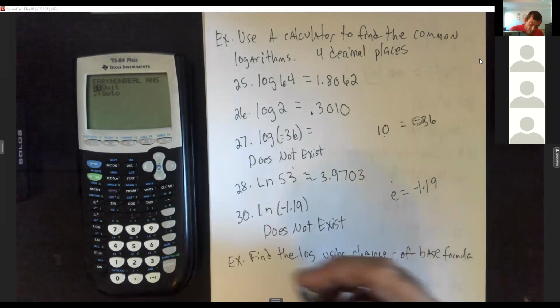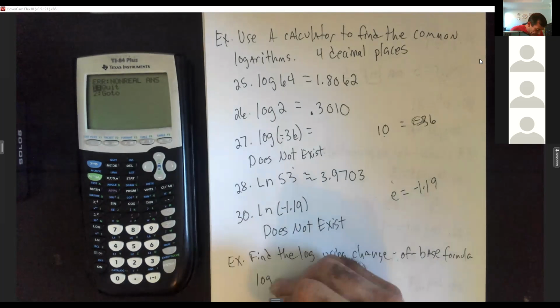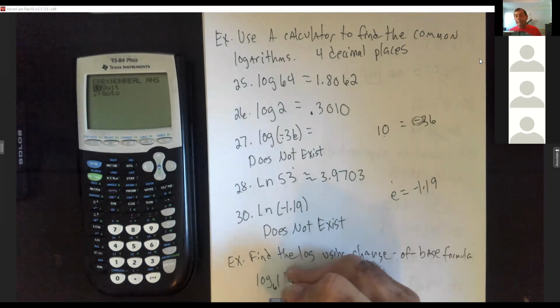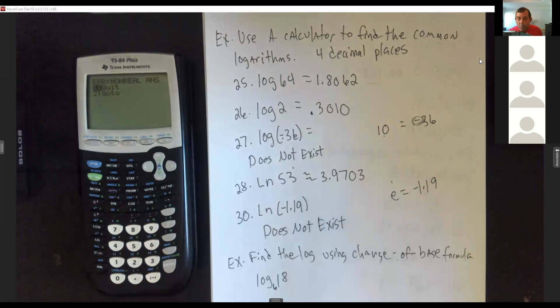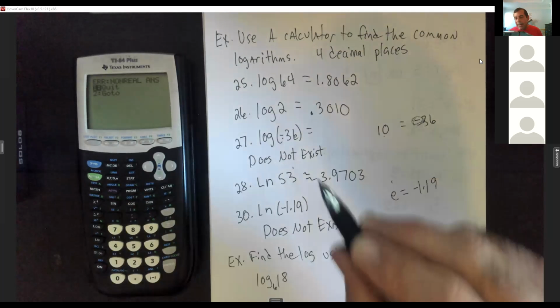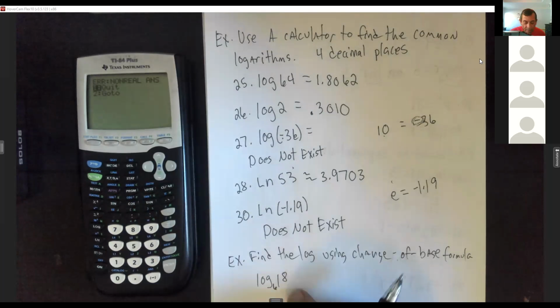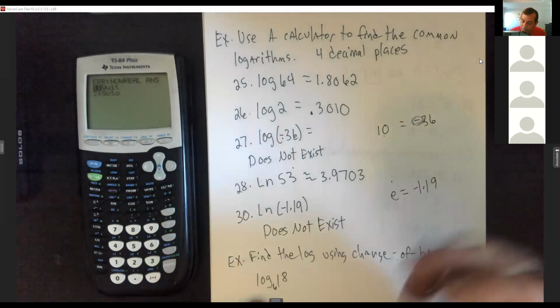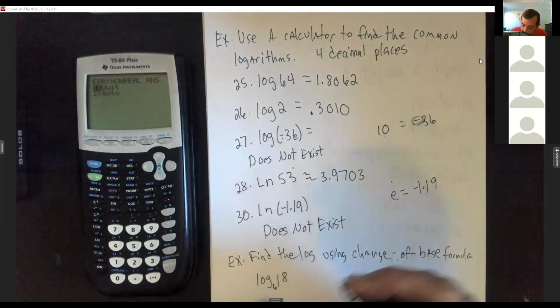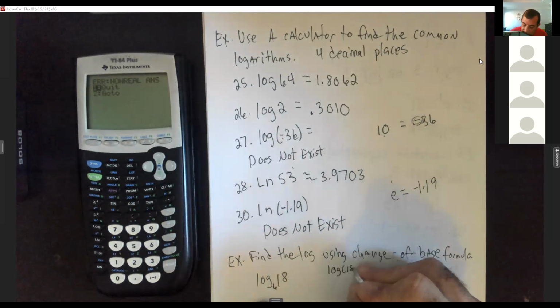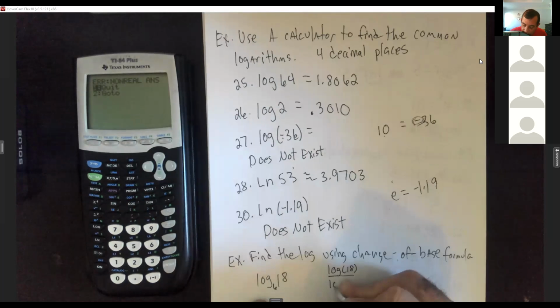So let me see what I got. I got a log base 6 of 18. So guess what? Change of base formula is what I was telling Carol to do in the beginning. Now, if you got the log base in your calculator, use that for this problem. Okay? But change of base would be doing the log of 18 over the log of 6.